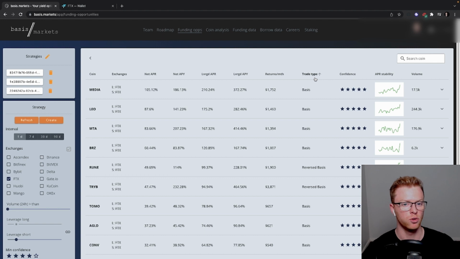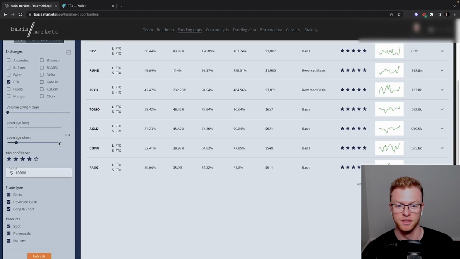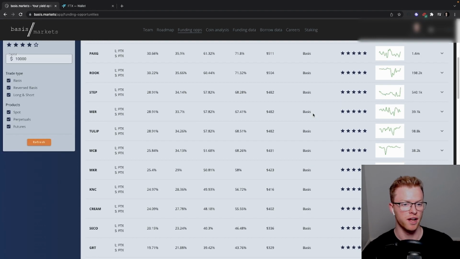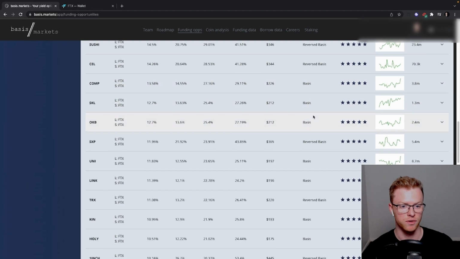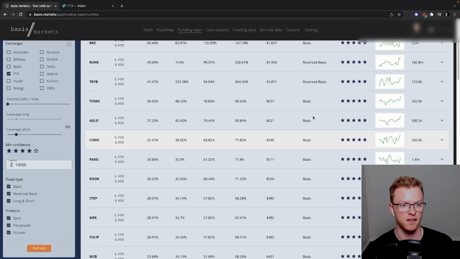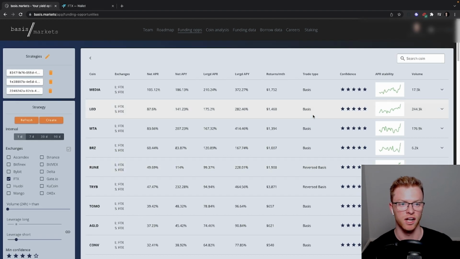Now we're looking at all of the trades as we've selected on the filters. So FTX exchange only, it's got $10,000 as our capital, and it's got all of the trade types that are available at the moment. So I'm going to select all of these trades to pop up, with no limit on the rows that the page shows. You can see that all of these trades are available on the FTX exchange on the long and the short side. So you only need to be operating on the FTX exchange to execute these.